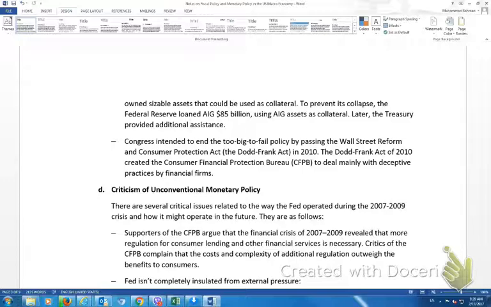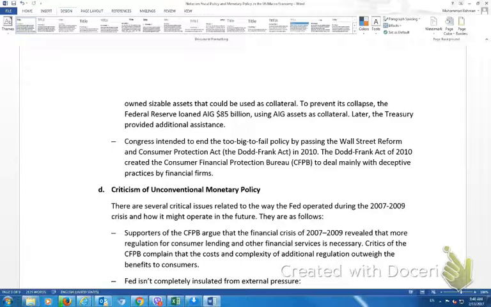To prevent its collapse, the Fed basically loaned AIG about $85 billion using the AIG assets as collateral. So, it's not like the Fed basically bought part of AIG, but one can argue that this was sort of like a collateral-based ownership of the AIG's assets. The Treasury Department also provided assistance.